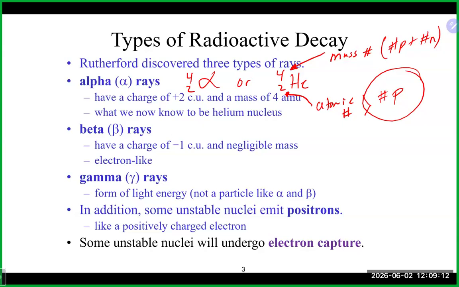Beta particles or beta rays use the beta symbol with a 0 and minus 1, or if you like, an electron, because it's basically just an electron. People will sometimes use the e for that. We also have gamma rays. Gamma rays are pure energy, very short wavelength, high in energy. If you remember the electromagnetic spectrum, gamma rays are all the way at the end of it with a very short wavelength and very high energy.